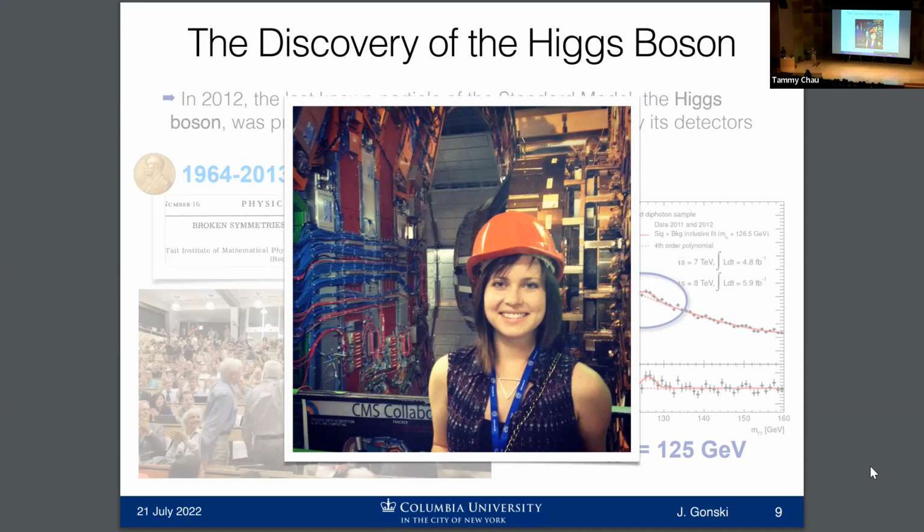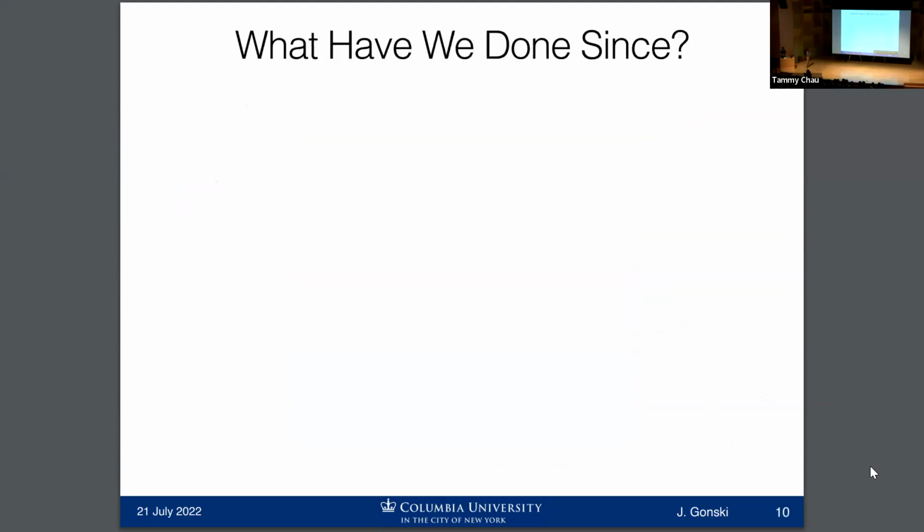It got me completely hooked on the field. I wanted to keep looking at this data and keep seeing if there were any new particles out there. And I decided to go to graduate school and get a PhD to keep doing that. So a lot of time has passed since 2012. This is kind of a dated story.